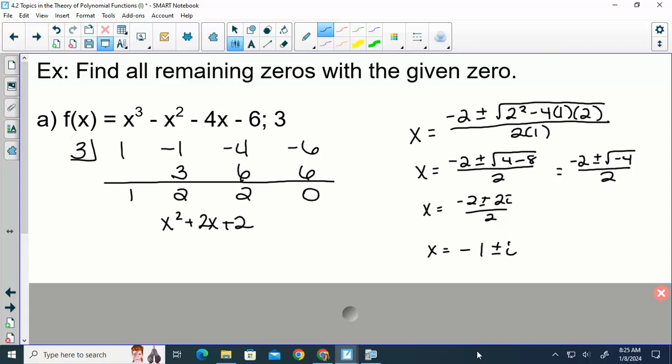Okay, my question was remaining zeros. So do I have to list the 3 again? No, I didn't say tell me all the zeros. I said tell me the rest of them. So these are the other 2: negative 1 plus i and negative 1 minus i.